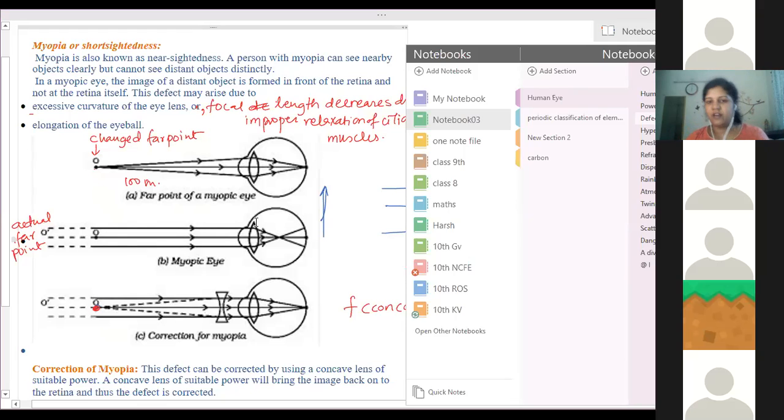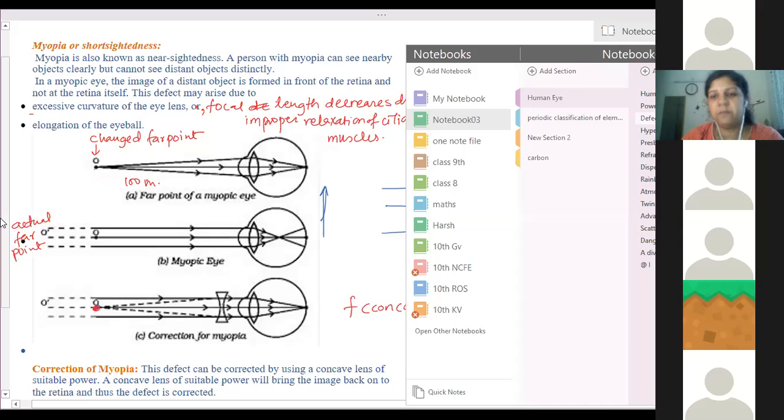To see far distant objects clearly, I told you the eye lens should become flat. That means the thickness should decrease. That happens by the ciliary muscles relaxation. So the ciliary muscles, which are holding this lens, should relax, and the lens's thickness should reduce, and then only the focal length of that lens should increase to a very high distance.